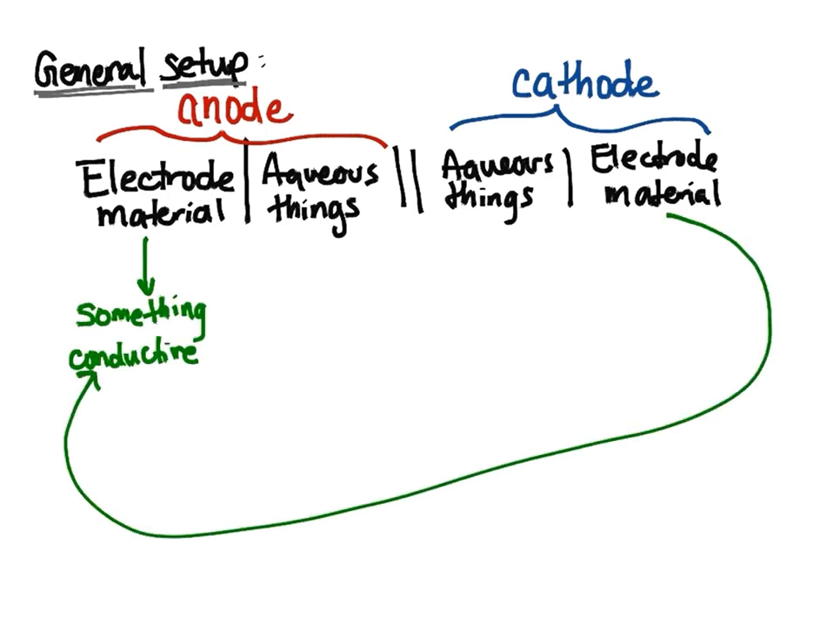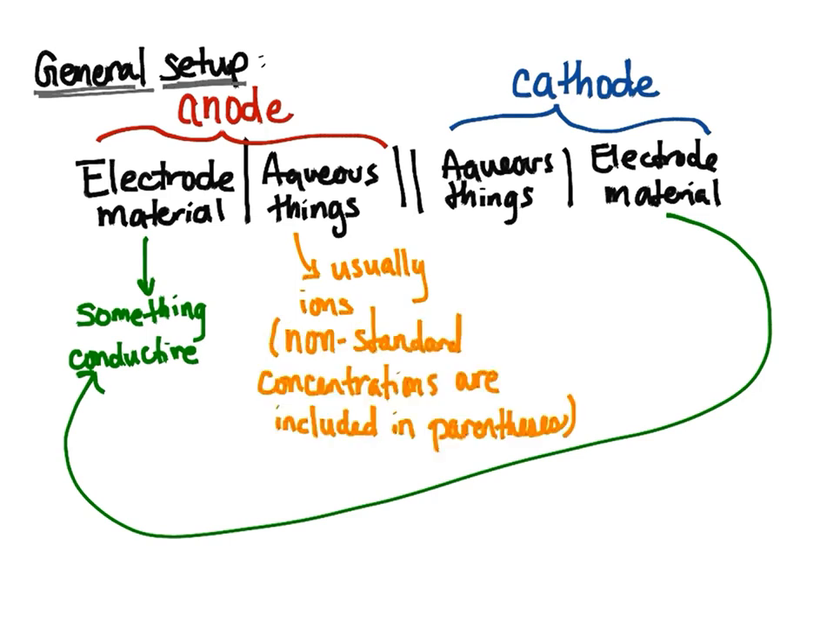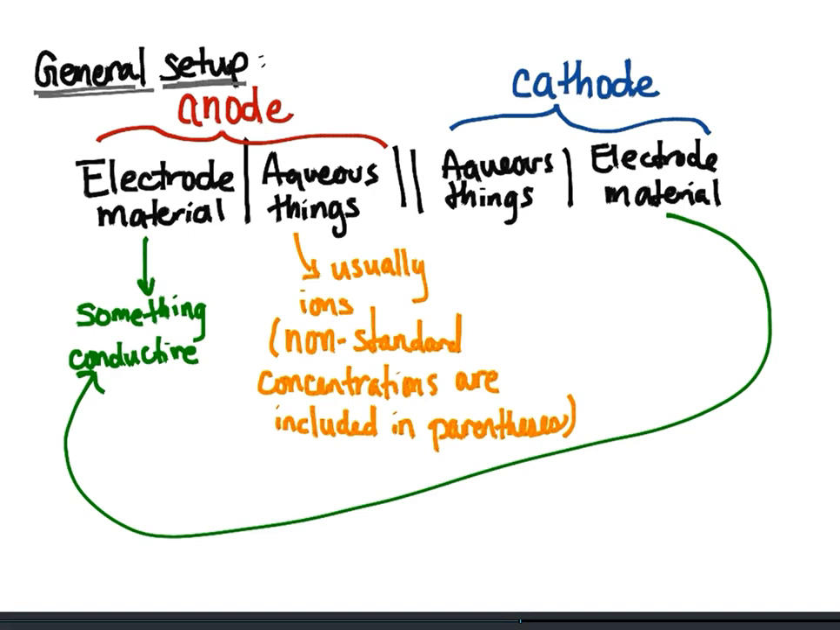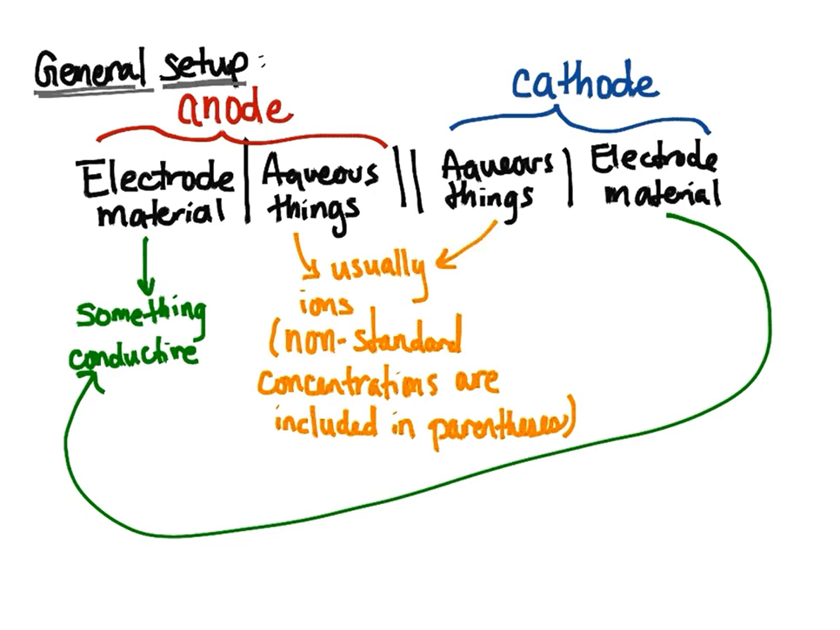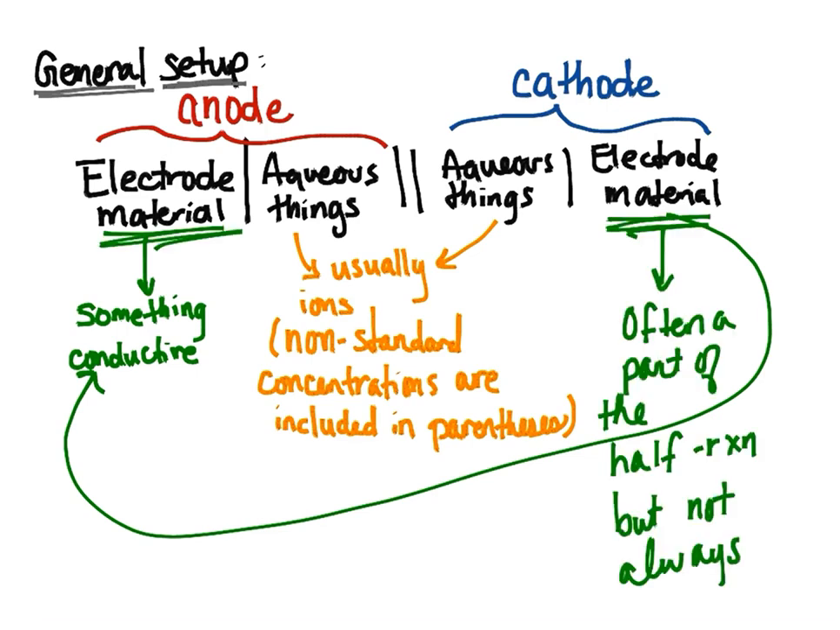So the electrode material has to be something conductive, right? So typically there is a solid metal involved in the reaction. That's not always true, so this might be platinum if there is not a solid metal involved in the reaction. Aqueous ions are assumed to be 1 molar. If they are not, then that would be included in the shorthand notation. So it would have a parentheses that would say 0.5 molar.